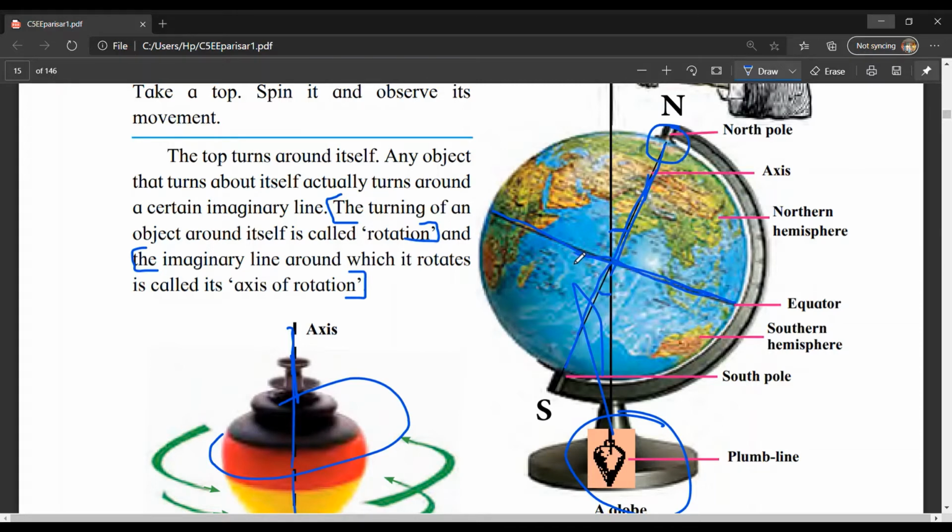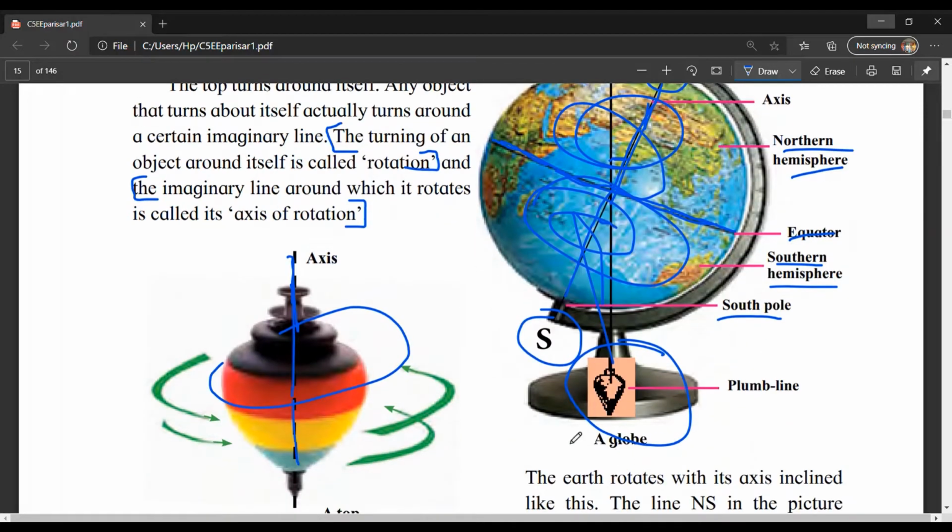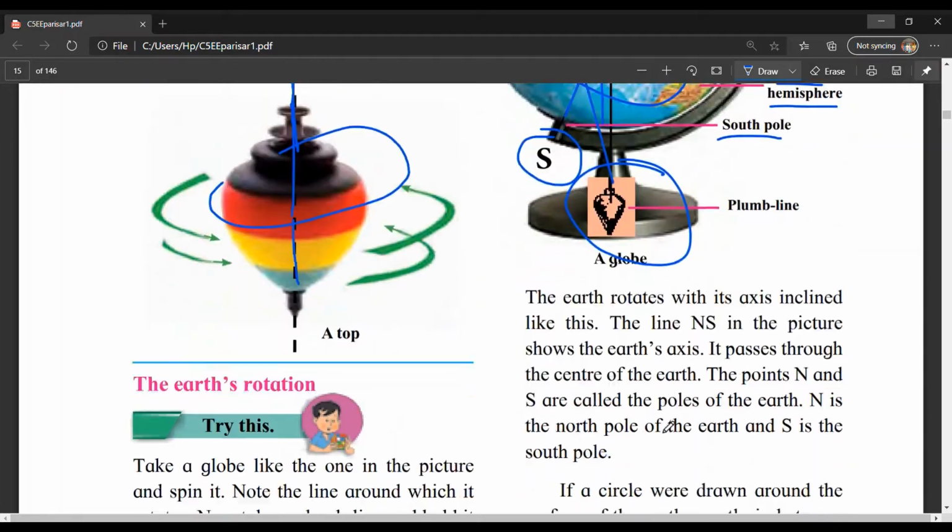The equator divides the Earth into two equal parts. The upper portion of the equator is called the northern hemisphere, and the lower portion of the Earth is called the southern hemisphere. So now this point here, as you can see, is the South Pole. And this, as I told you, is the plumb line.